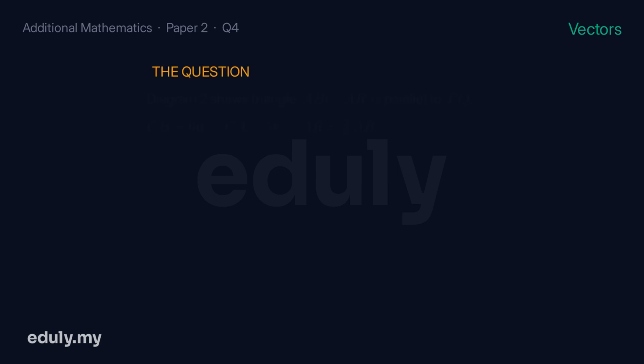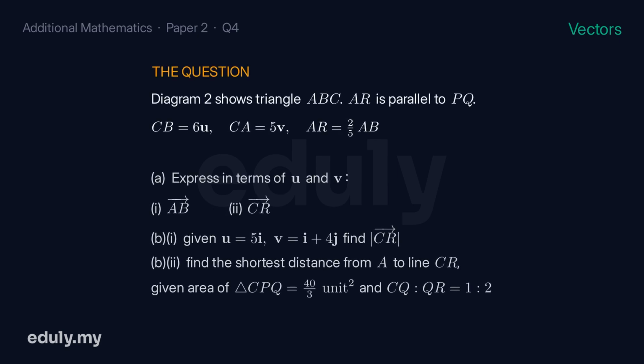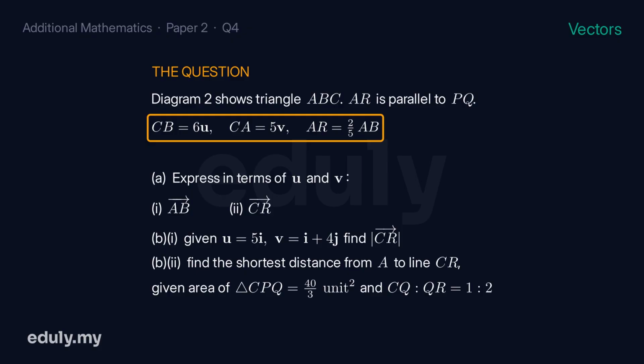Let's read it. We have triangle ABC with R on side AB. We're given two sides as vectors and the ratio for AR. We'll describe some vectors, then work with their lengths. Here's what we're given: the two sides as vectors, and R is 2/5 of the whole side AB.